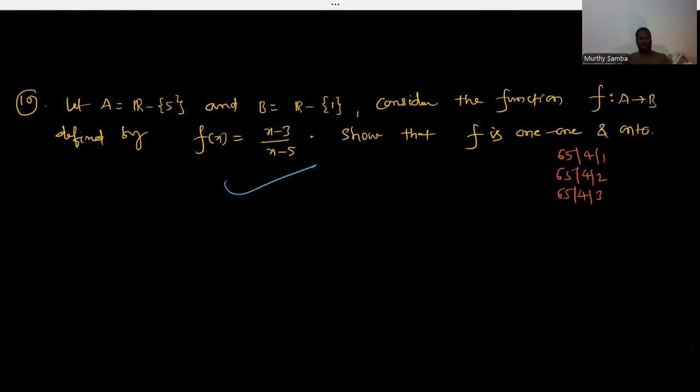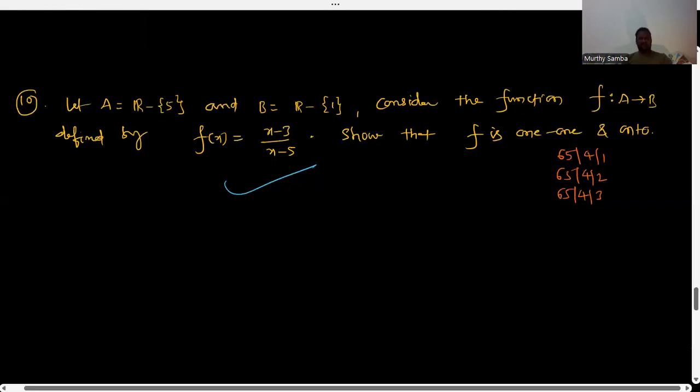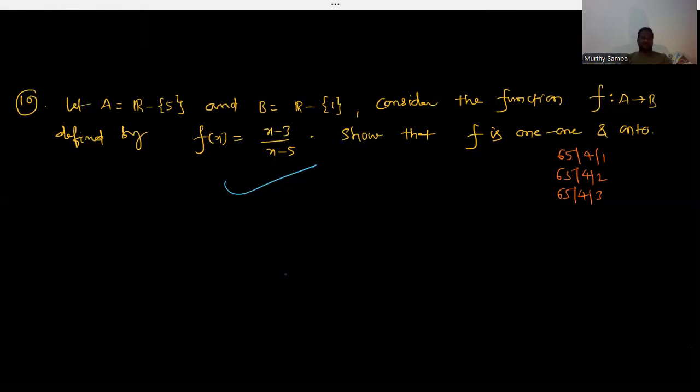So I hope by this module, everyone could understand how to check whether it is a one-to-one function or not, and what kind of questions you can expect in the upcoming 2024-25 board examination from the chapter functions, right?